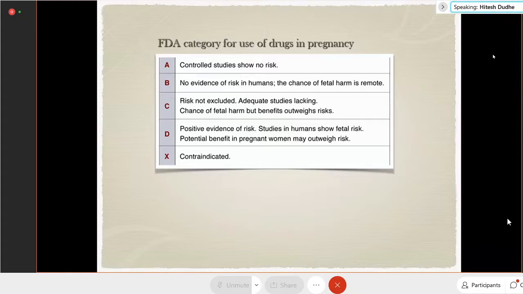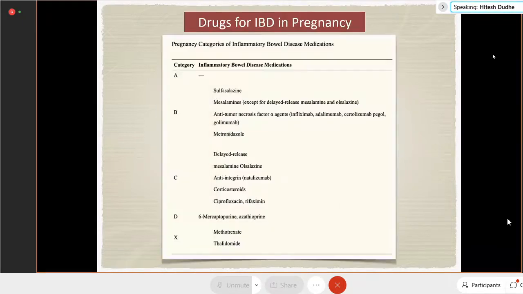So potential benefit, if there is a condition which definitely needs treatment, like active colitis, then only should a pregnant woman start on that medication. Category X drugs are absolutely contraindicated in pregnancy. So, drugs for IBD in pregnancy.